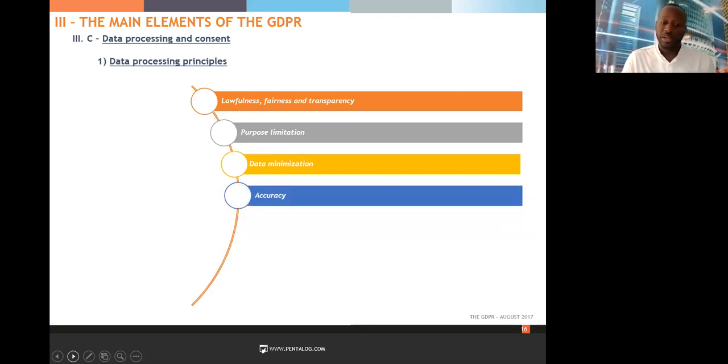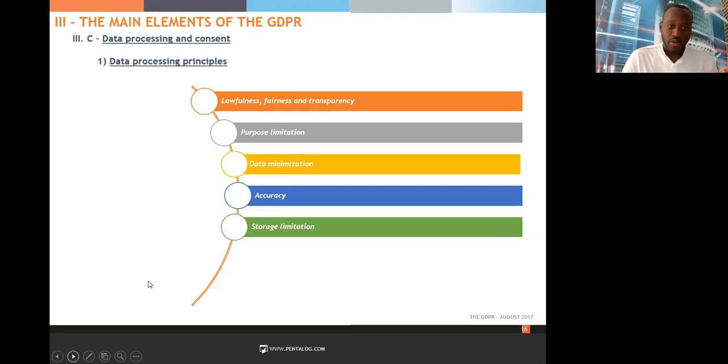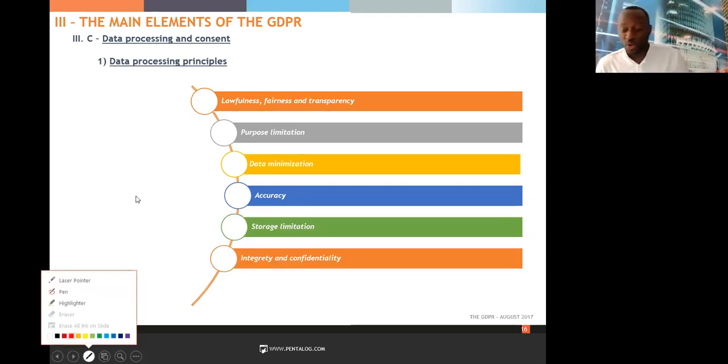Accuracy, the data must be accurate. Storage limitation: you cannot store data for like 100 years. Sometimes you have a legal obligation to store data for a specific time, like 3, 4, or 5 years. And sometimes it's not in the law, it's only regarding what you need to do with the data. So you have to get rid of it once the purpose has been reached.